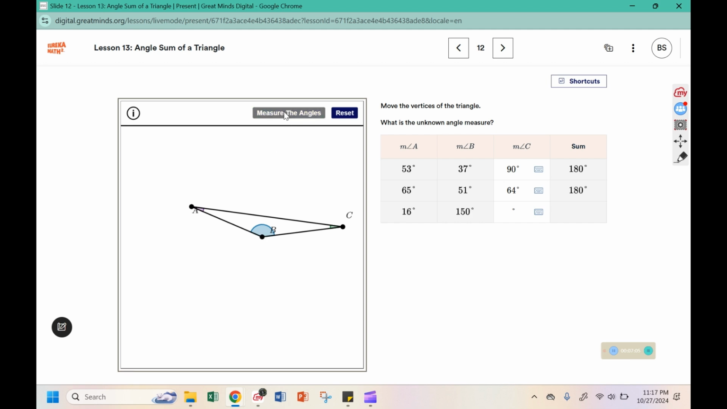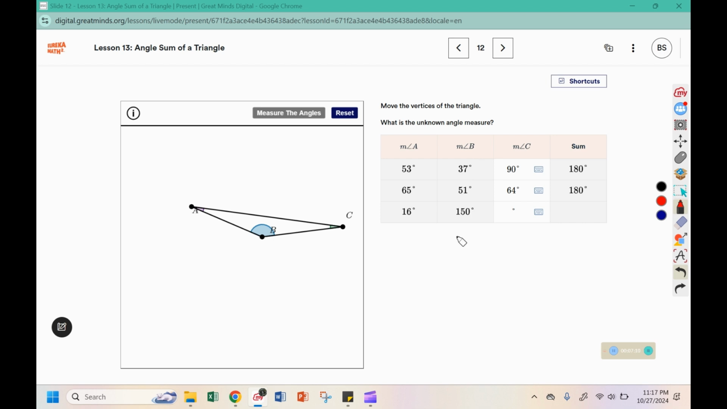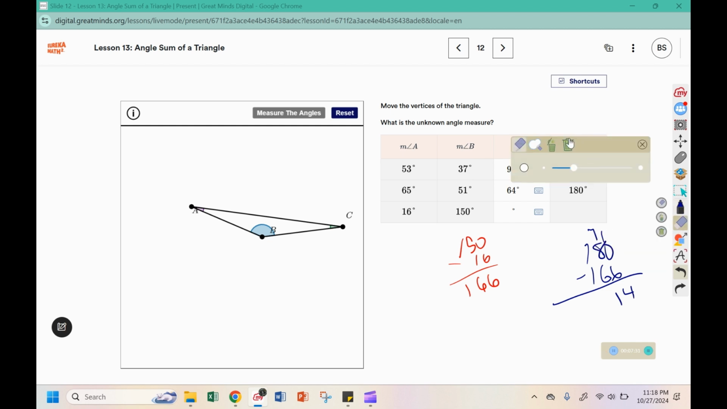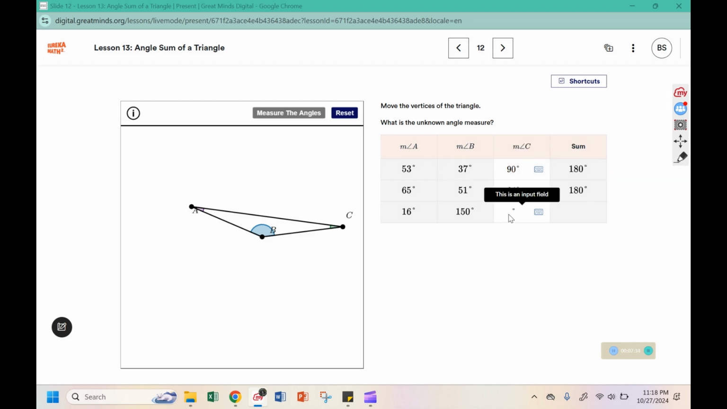Let's try an obtuse angle. I have a 150-degree angle and a 16. 150 plus 16 is 166. So to solve for that missing angle, we'll subtract it from 180. 10 minus 6 is 4. 7 minus 6 is 1. So that missing angle C should say 14 degrees. Which again adds up to 180.